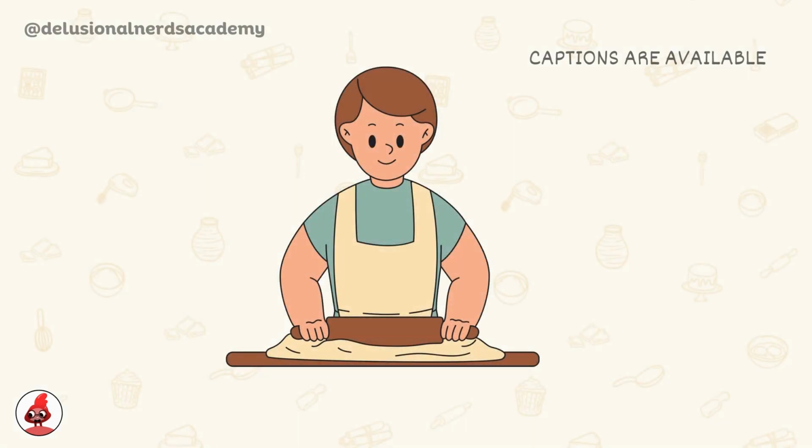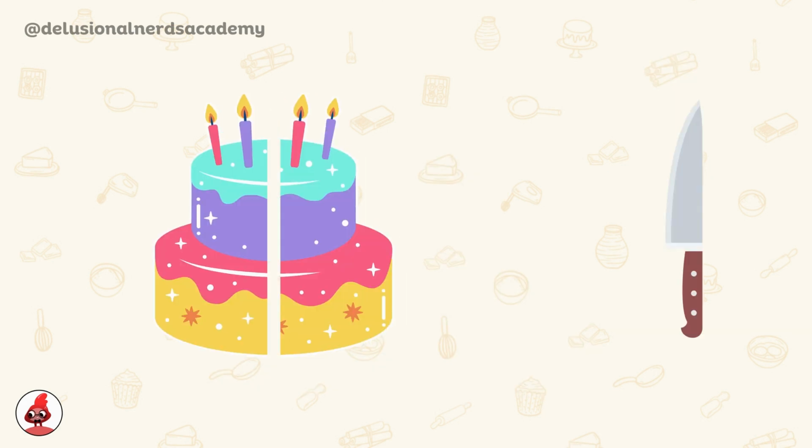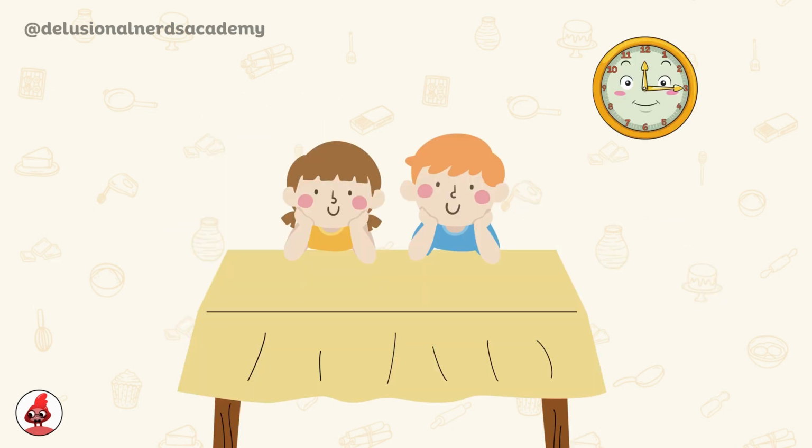Imagine your mom has baked a delicious cake, and you and your sibling are eagerly waiting to dig in. But wait, your mom wants to make sure both of you get the same amount, so she takes a knife and divides the cake into two absolutely identical halves. Each half has the same frosting, the same number of sprinkles. It's as if she's performing a cake mitosis, ensuring that each of you gets an equal share of deliciousness.